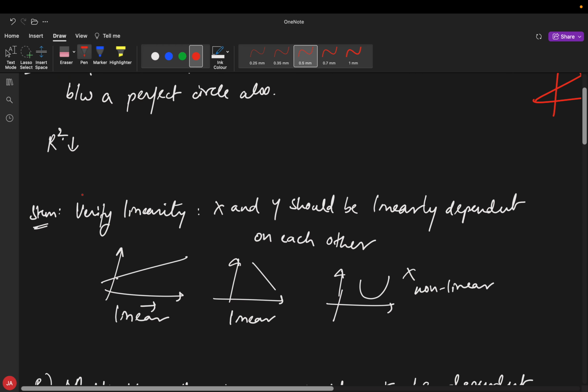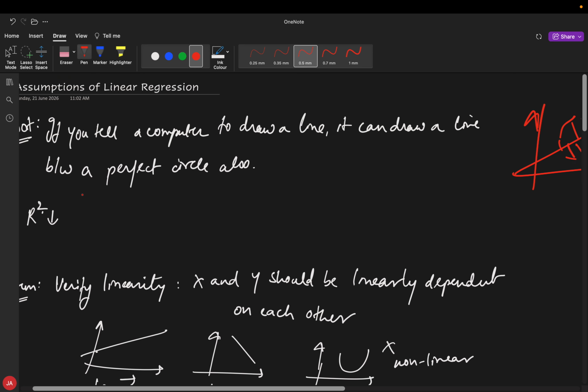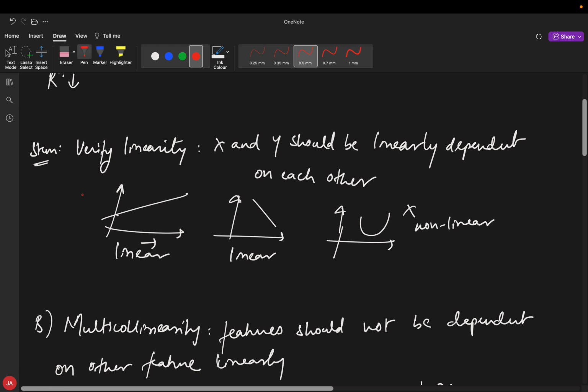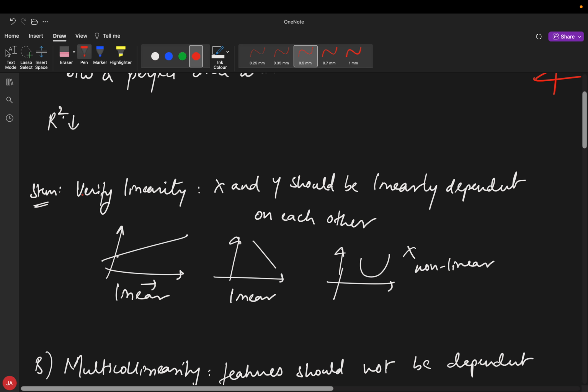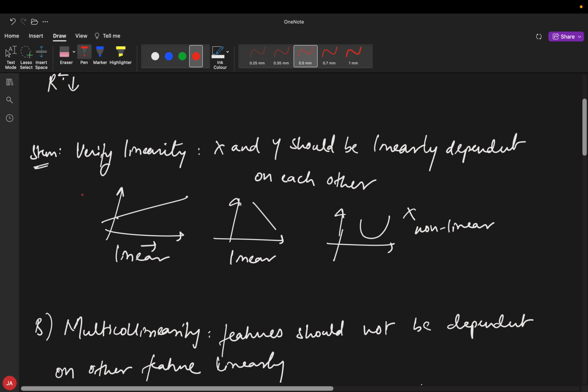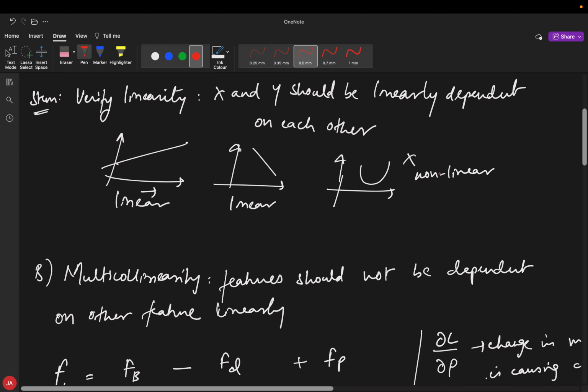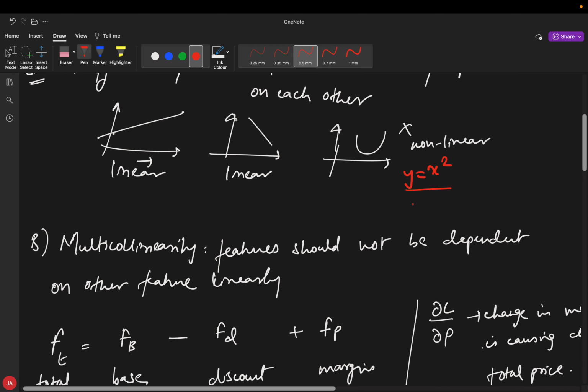But before computing the low r square, we can check the assumptions before applying the linear model formula. There are some assumptions that we need to check. The first assumption is to verify linearity. X and y should be linearly dependent on each other. That is, there must be a correlation between x and y which is linear. So a structure where y equals x square should not happen. These are non-linear.